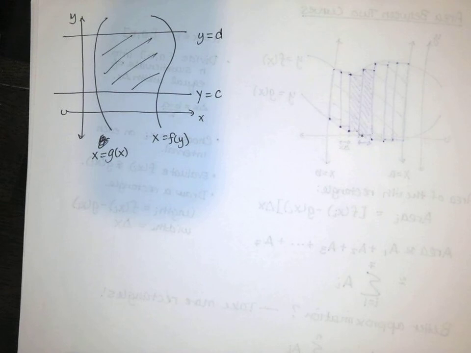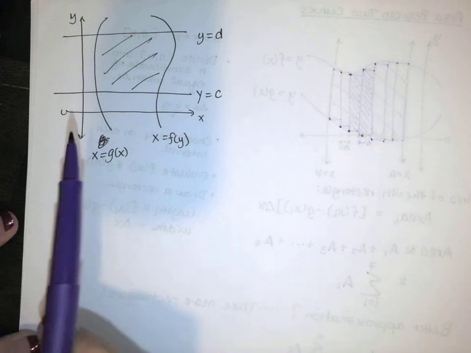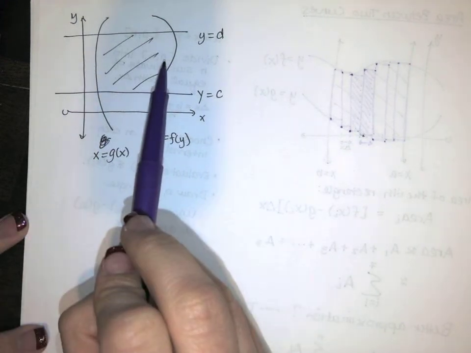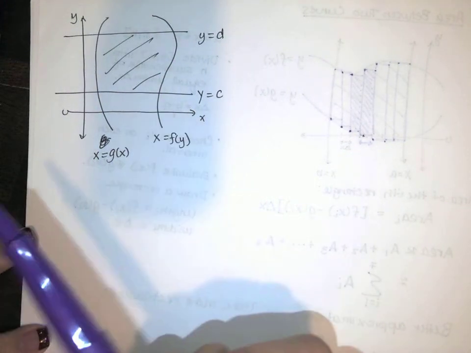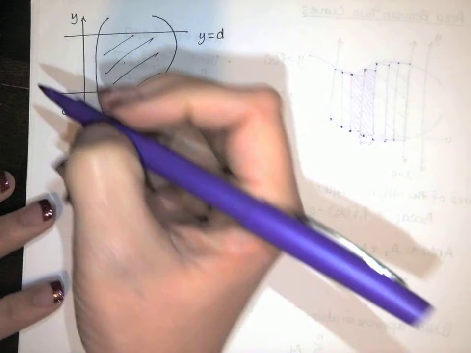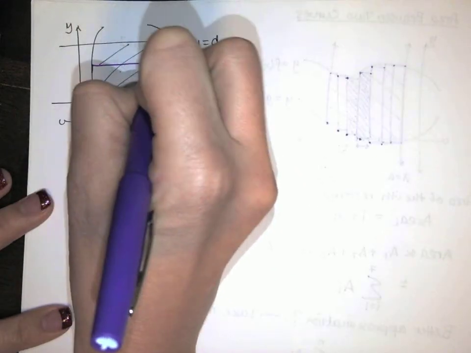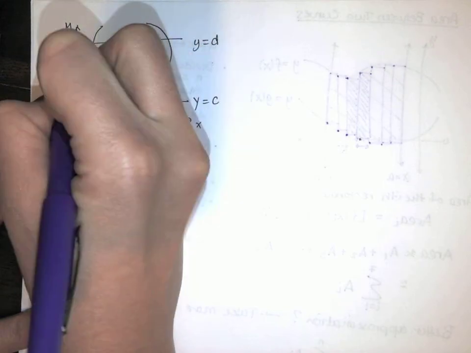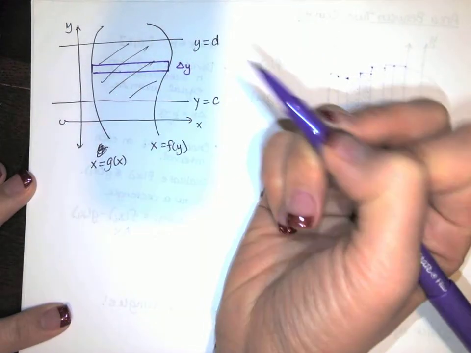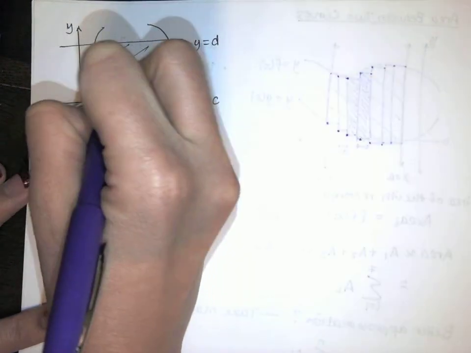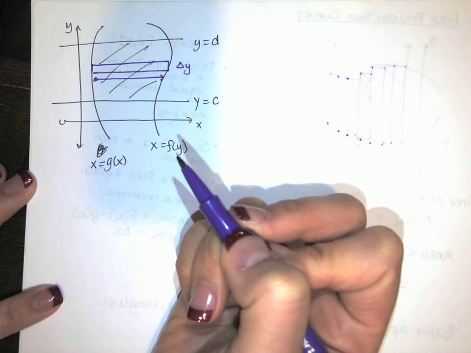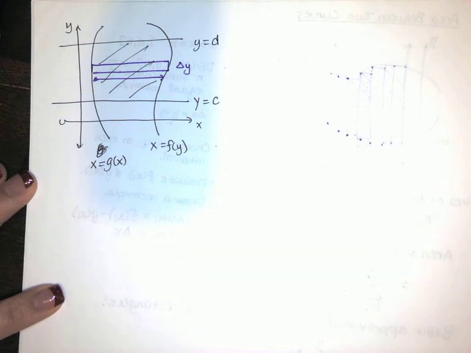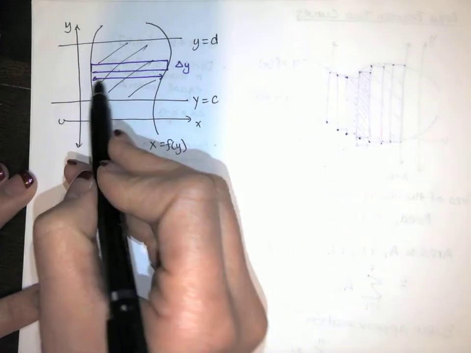Well, in that case, because I've got my x values going from a function to a function, and my y is going from a constant to a constant, it makes a lot more sense to draw my rectangles this way. And now the width of one of those rectangles is delta y. And watch this with the length. Be careful. What's the length of that?